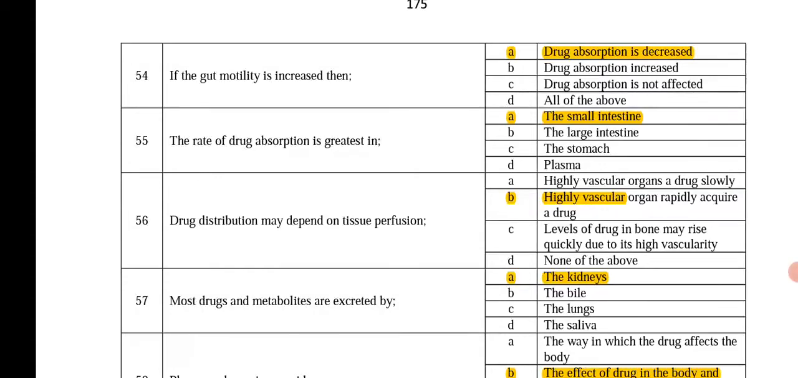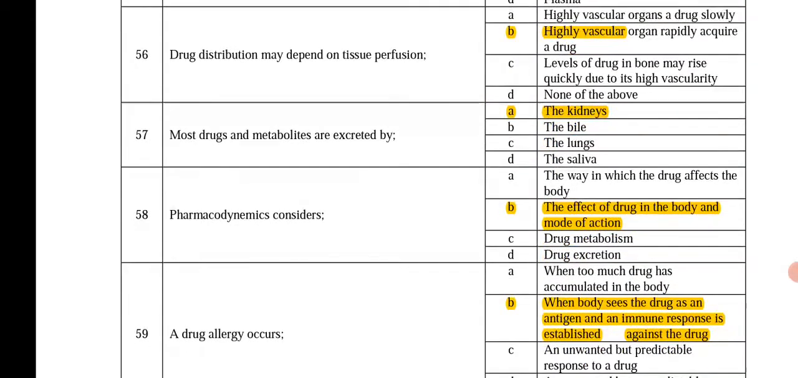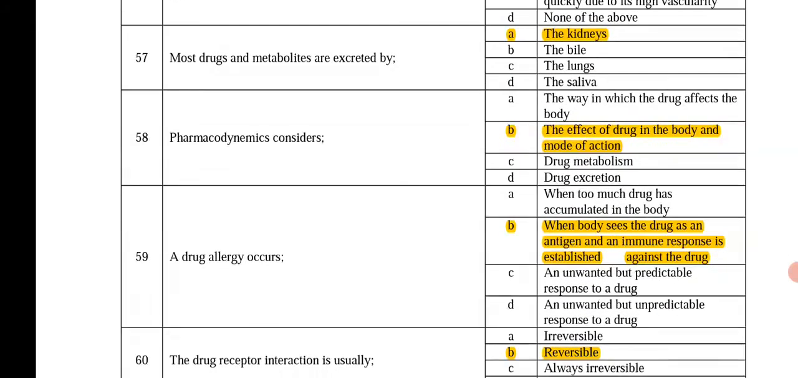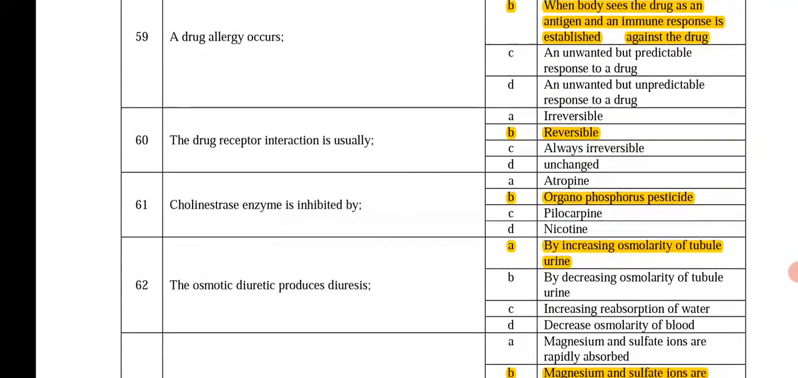Drug absorption may depend on tissue perfusion. Highly vascular organs rapidly acquire a drug. Most drugs and metabolites are excreted by the kidneys. Pharmacodynamics considers the effect of a drug on the body and mode of action. A drug allergy occurs when the body sees the drug as an antigen and an immune response is established against the drug. The drug receptor interaction is usually reversible.